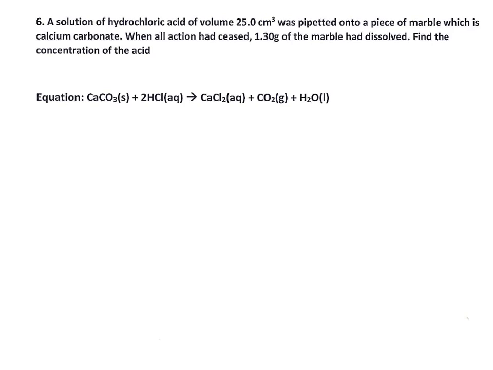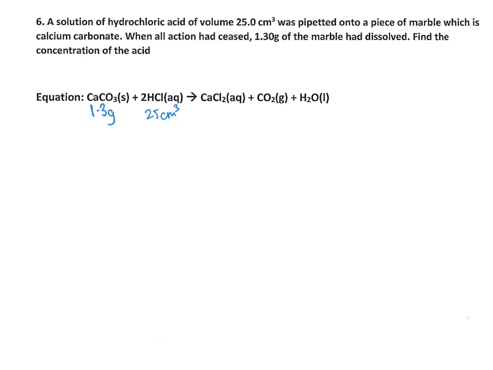A solution of hydrochloric acid of volume 25 centimetres cubed was pipetted onto a piece of marble, which is calcium carbonate. When all action had ceased, 1.3 grams of the marble had dissolved. Find the concentration of the acid. So we know we're starting with 1.3 grams of this.